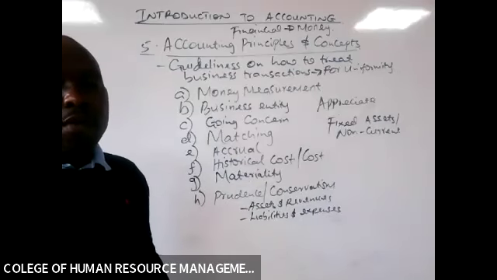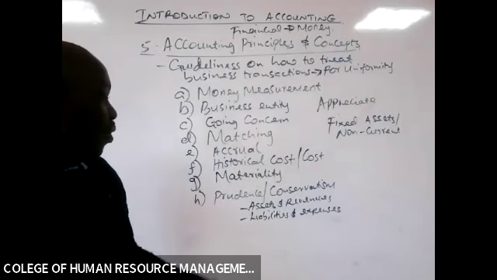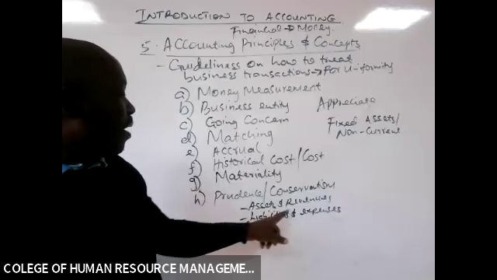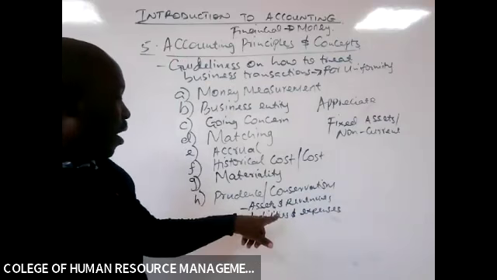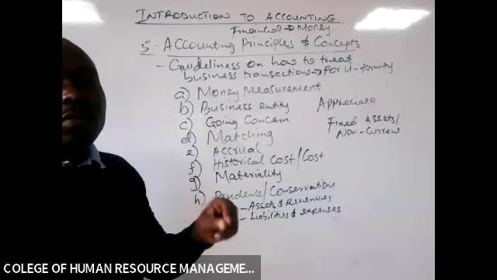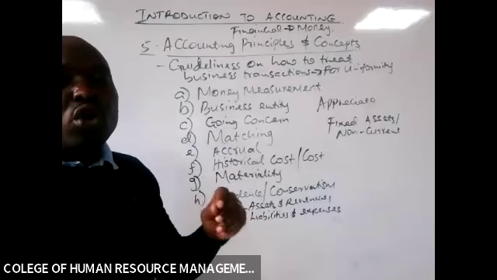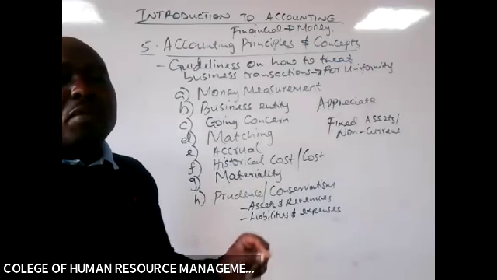Because when the accountant wants to cook figures, what they will do, they will increase the values of assets and revenues, and then report less of liabilities and expenses. Therefore, the prudence concept simply states that assets and revenues should not be overstated, while liabilities and expenses should not be understated.